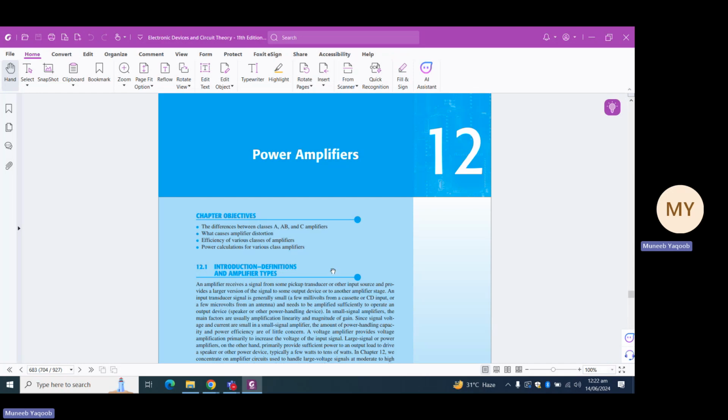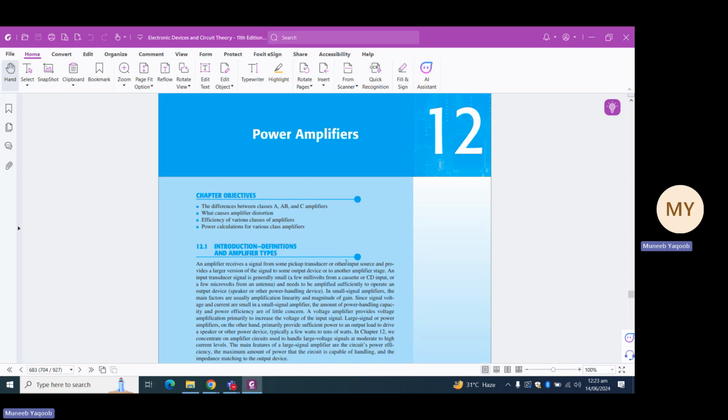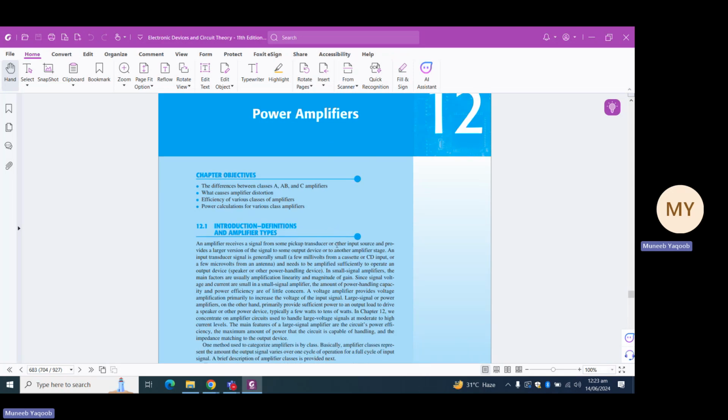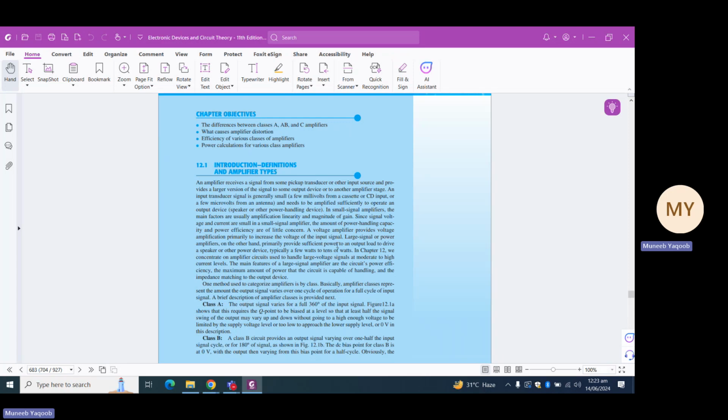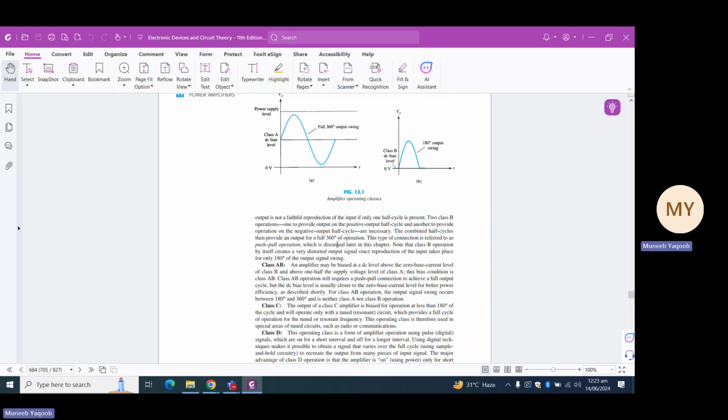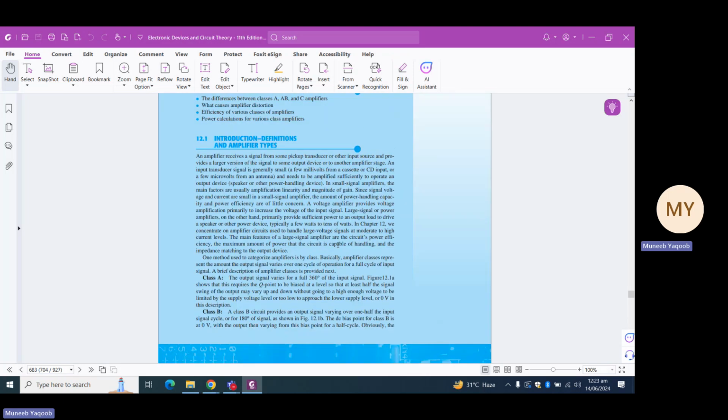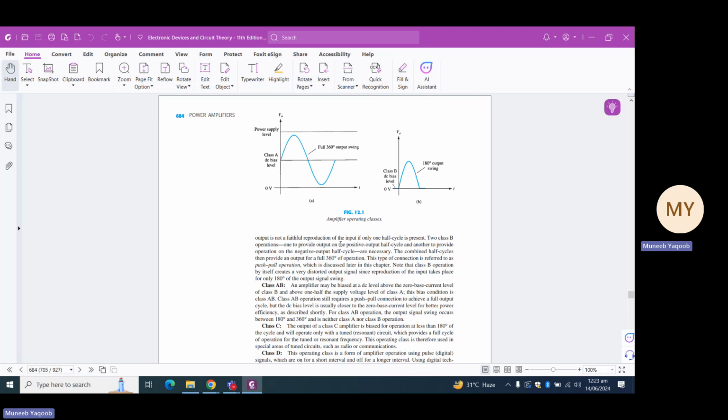So there are four types of power amplifiers, namely class A power amplifier, class AB or B power amplifiers, class C power amplifiers, and class D power amplifiers. So coming to the first, class A power amplifiers are basically those power amplifiers that provide output for the entire 360 degrees, and therefore their efficiency is about 25%.